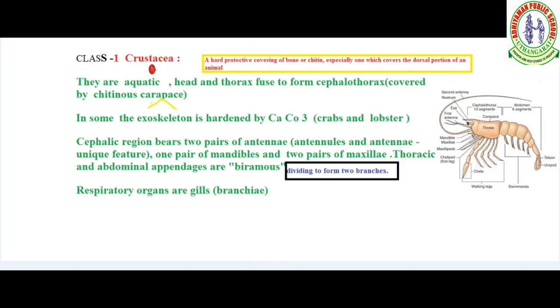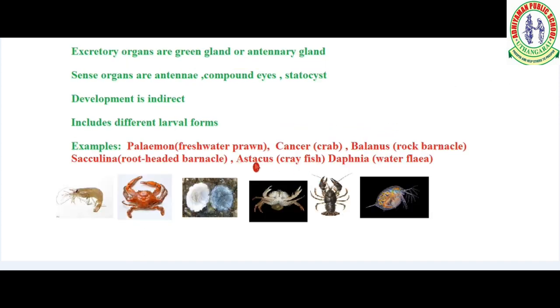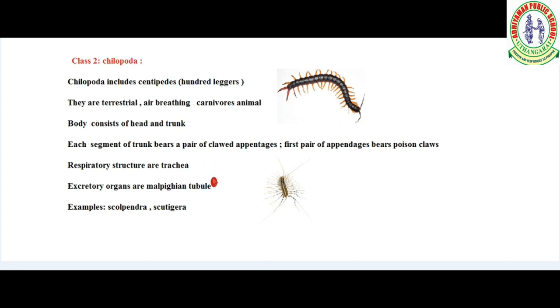So keep in mind some basic features: head and thorax fused to form the cephalothorax, covered by a chitinous carapace, respiration by gills, and a calcium carbonate shell in crab and lobster. We have also studied the examples. Next, we will see the class Chilopoda.